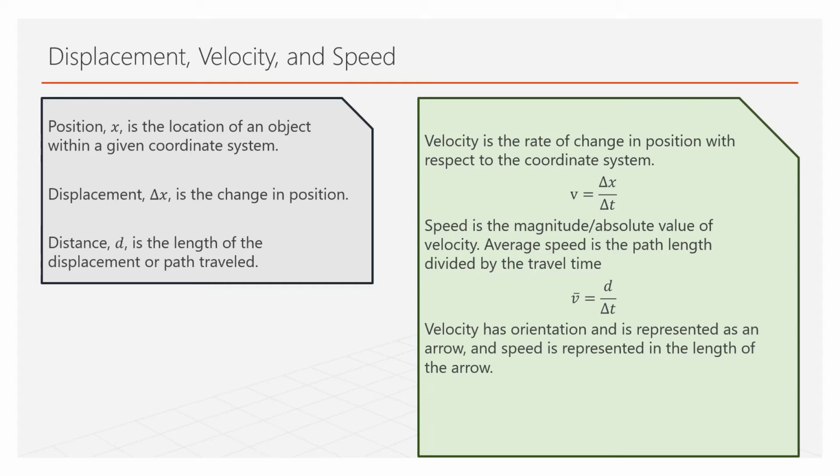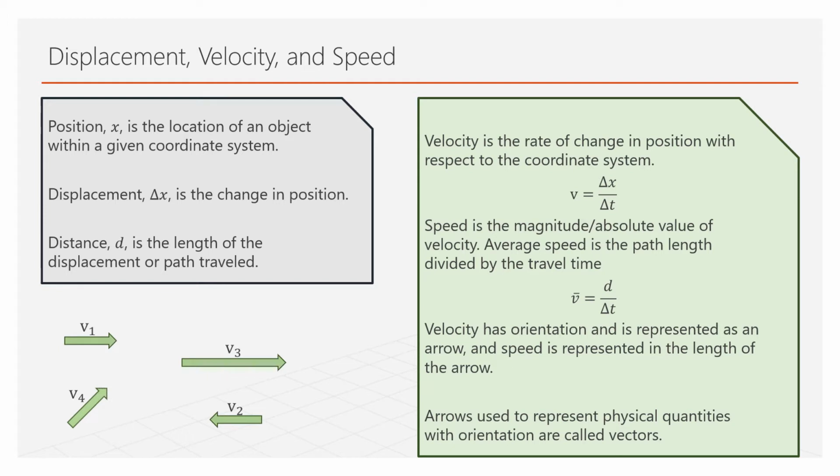Velocity has orientation and is represented as an arrow, and speed is represented in the length of that arrow. Arrows used to represent physical quantities with orientation are called vectors. Here are 4 velocity vectors. Velocity vectors 1, 2, and 4 all have the same length, and so therefore have the same speed, but each of them are traveling in a different direction.